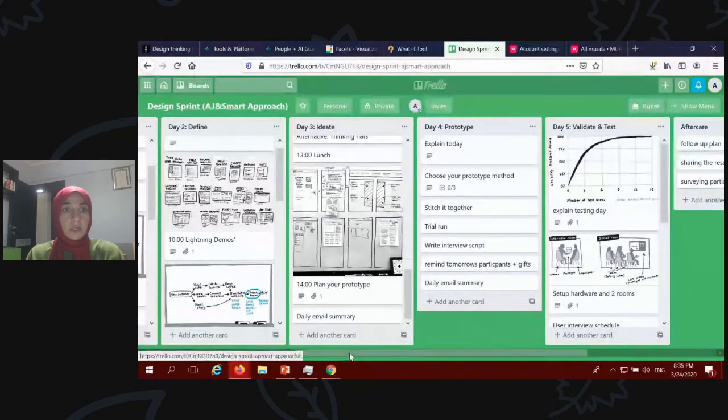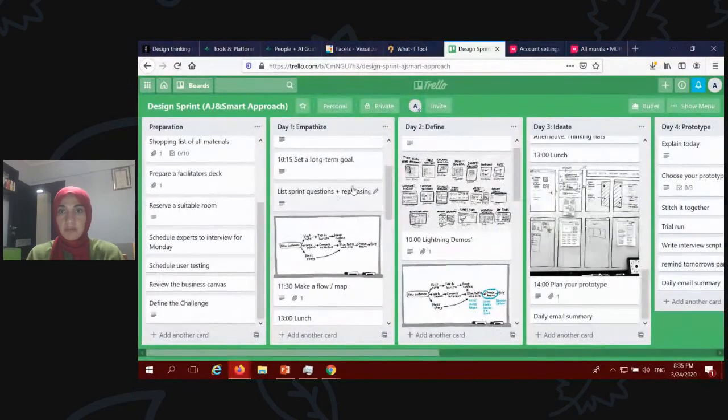Is it mandatory to have all of these days, like 5 days, to run a design sprint? No, it is not. It depends. You can actually run your design sprint in 2 days. You can even run one design sprint in 2 hours. It depends on the number of activities and the scope.